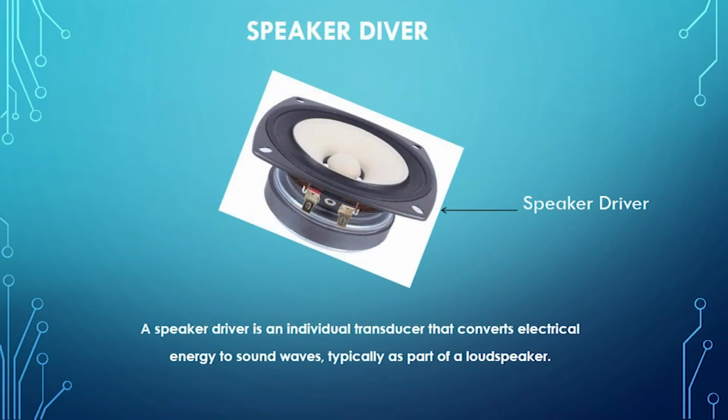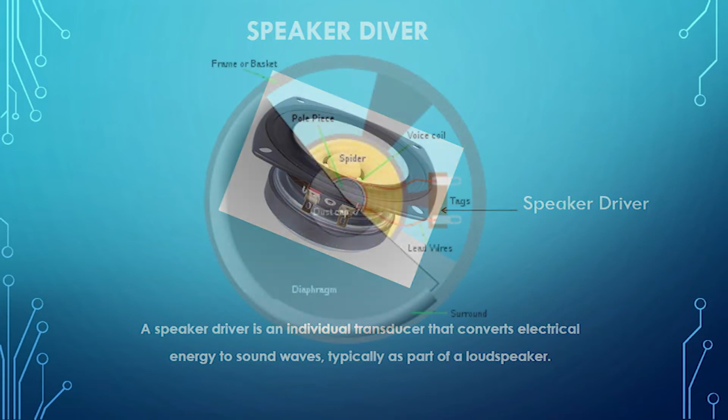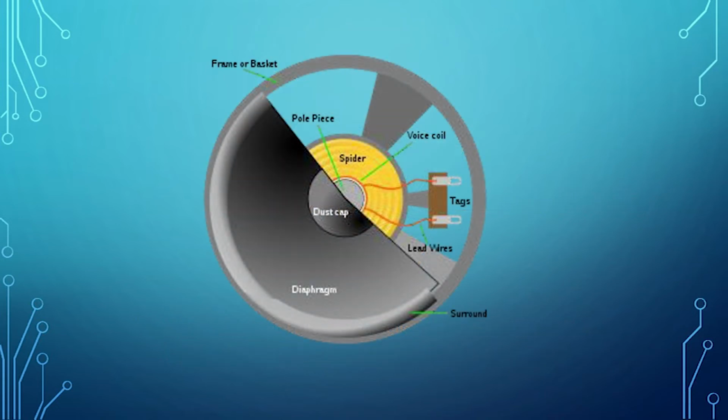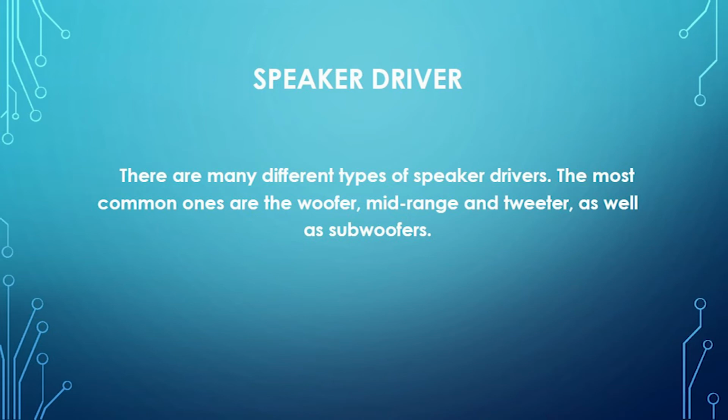The speaker. Speaker drivers are individual transducers that convert electrical energy to sound waves, typically as part of a loudspeaker. The diagram shows the parts that are used in the speaker. The outer part consists of a frame or basket, a dust cap, and a diaphragm, while the inner part consists of a pole piece, spider, voice coil, tags and lead wires. Speaker driver. There are many different types of speaker drivers. The most common ones are the woofer, mid-range and tweeter, as well as subwoofers.